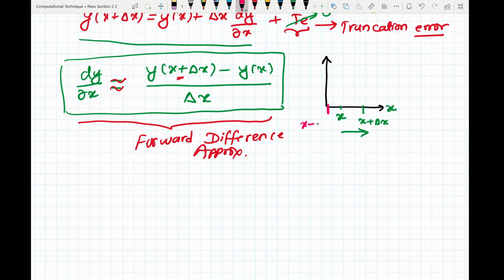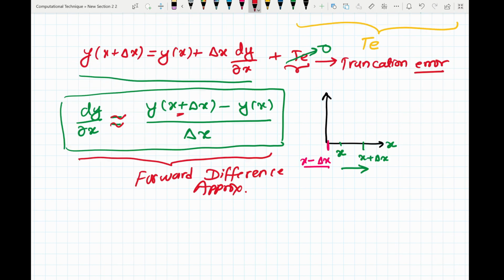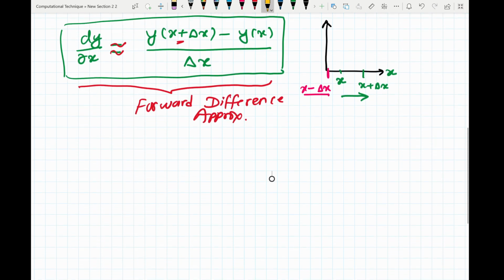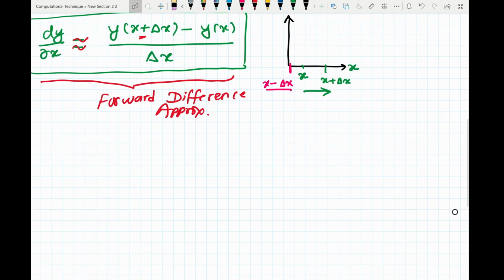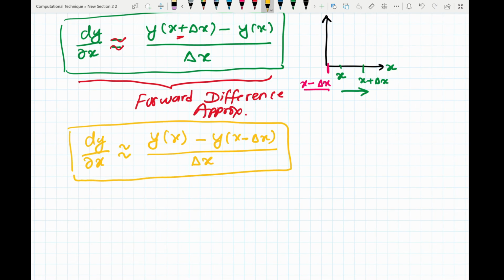Again, what you can do here is move backwards in space. Here this will be your x minus delta x. Now you can use a similar expansion of the Taylor series here by taking this negative, so this one will also be negative. Therefore what you'll get is this. Now here, since we are moving backwards in space, this is known as the backward difference approximation.